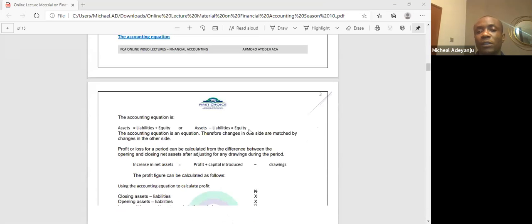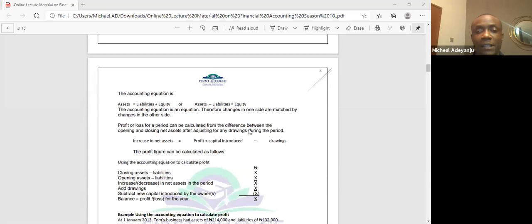Techniques for incomplete records. Like I said earlier, we know that assets equals liability plus equity. Therefore, assets minus liability equals equity. By bringing liability to the other side, the liability changes to a negative sign. Well, the accounting equation is actually the same, but we are just seeing it in a different pattern. Therefore, a change in one side is matched by a change in the other side.